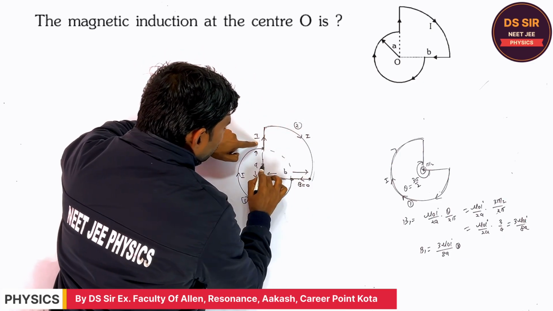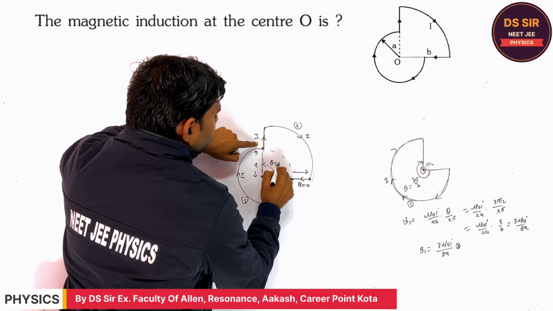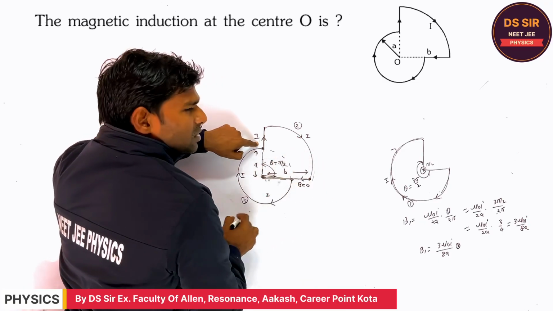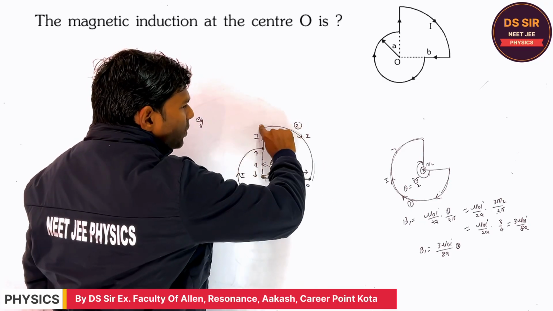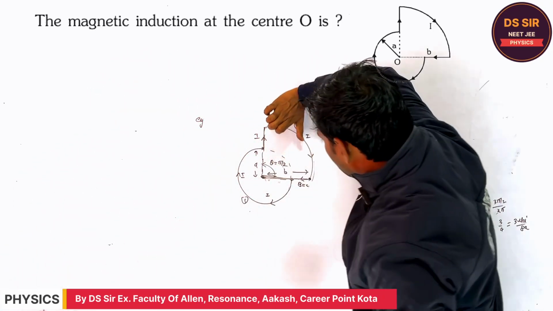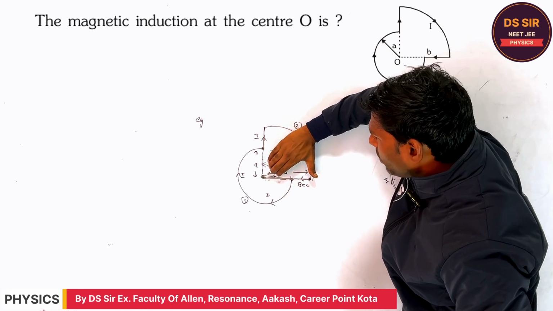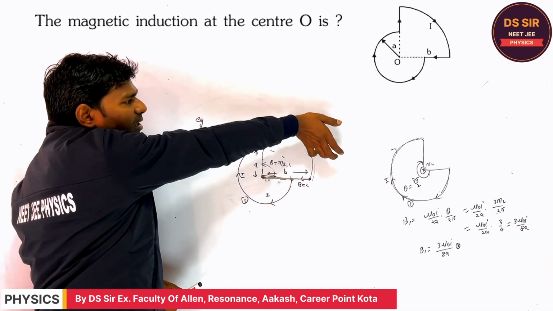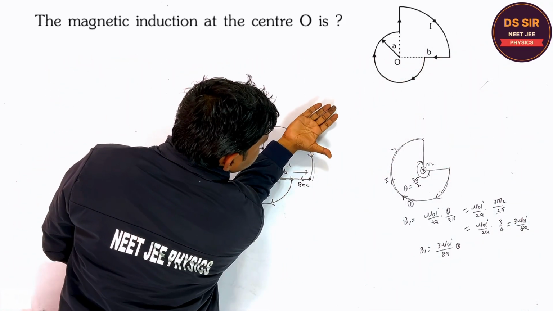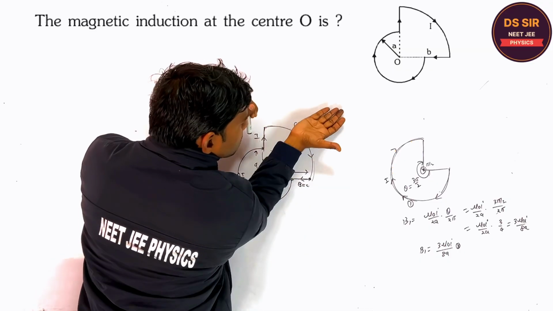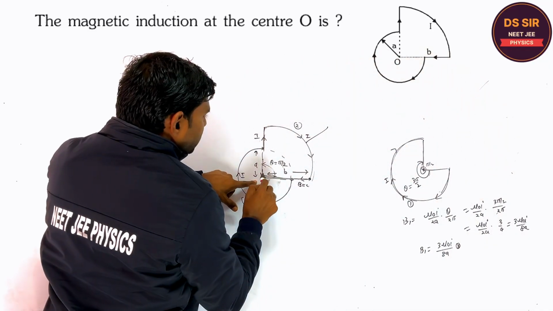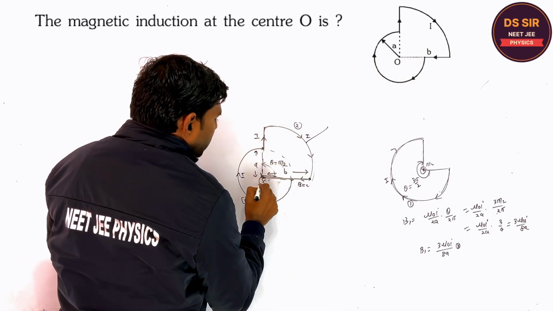Now consider the second portion. What is the angle made at the center? This is a quarter circle, and the radius of this circle is b. And what is the direction of the magnetic field? This is the current. This side is into the board, and the magnetic field on this side is out of the board. Due to this out, due to this in. But we have to find this, so into the board, right?